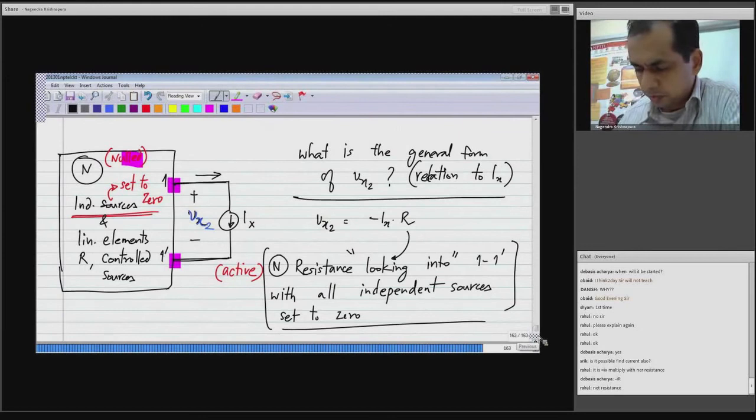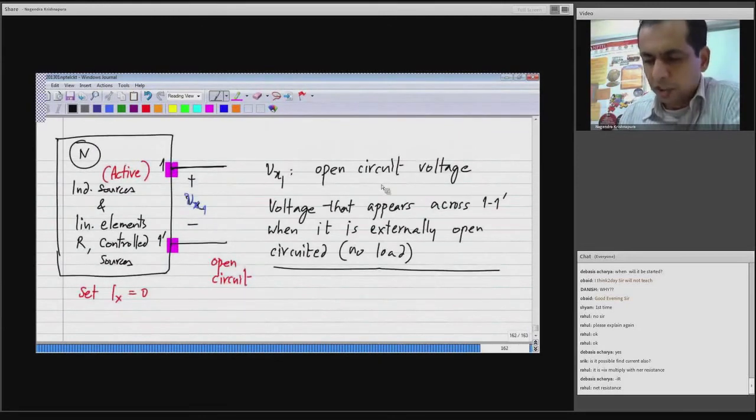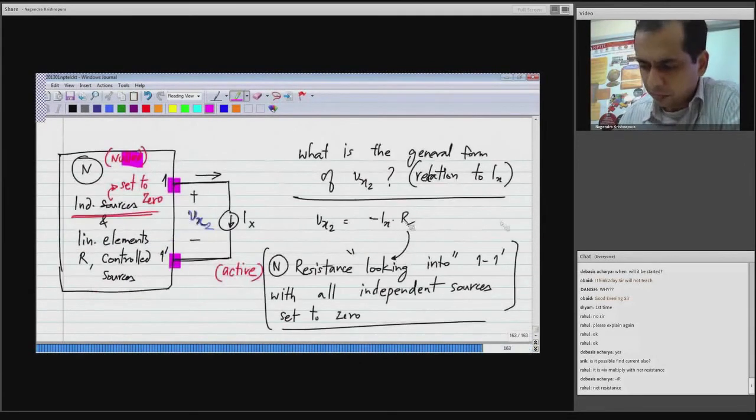Okay. And this voltage Vx1 is the open circuit voltage. I could also call it VOC. Okay. Or let me call it VTH. Okay. The reason for this will become clear. This open circuit voltage is called VTH. What I do is I simply measure the voltage across 1, 1 prime with nothing connected to 1, 1 prime. Okay. And this R, I will call this RTH. Again, the reason will become very clear.